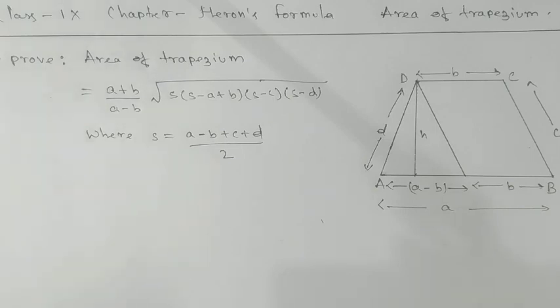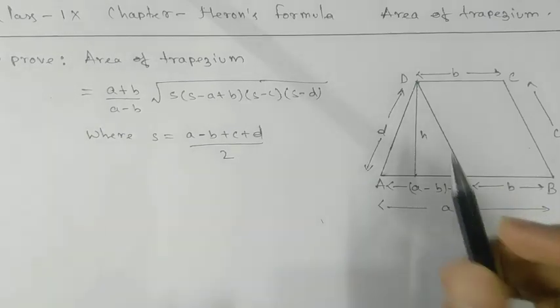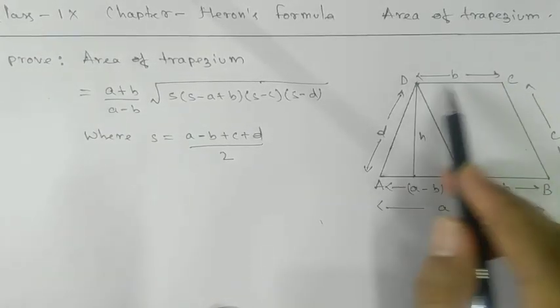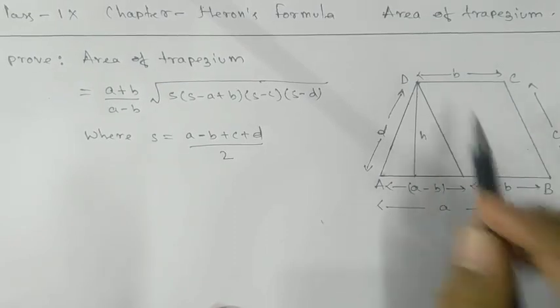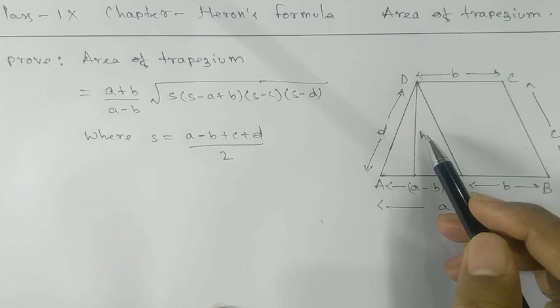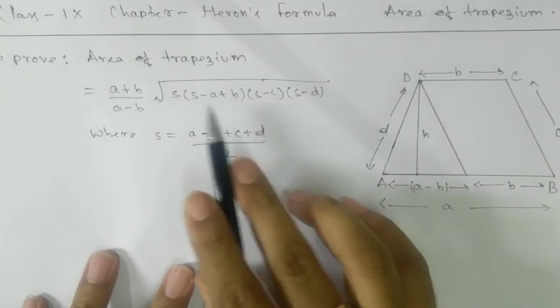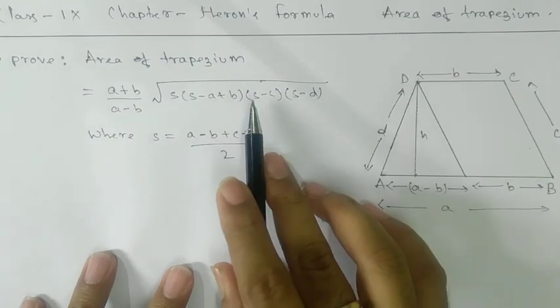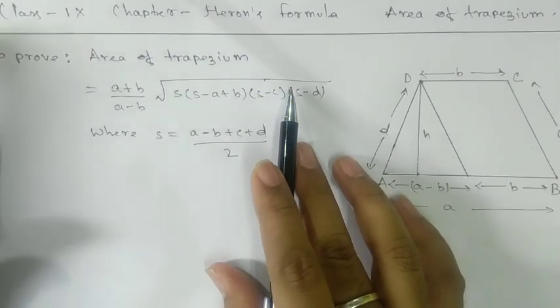We know the formula that area of trapezium equals half into sum of parallel sides into distance between them. Now, if the question is given with the non-parallel sides and the parallel sides but without any height, then how are we going to find the area of trapezium? So here we're going to use this formula to derive this one. Okay, we'll see this one. So how are we going to proceed?